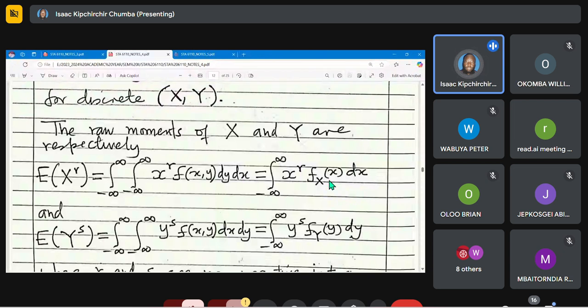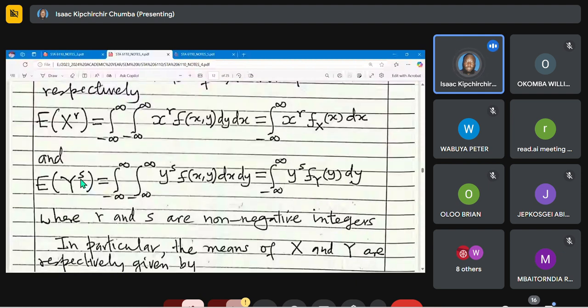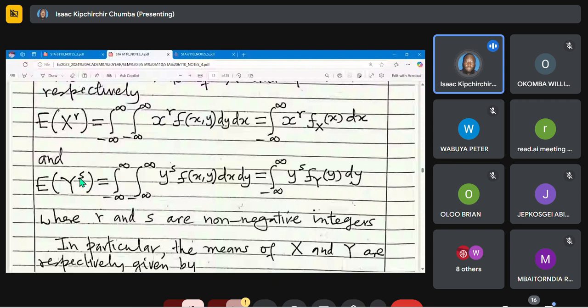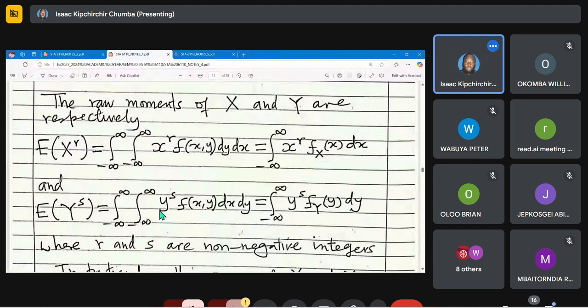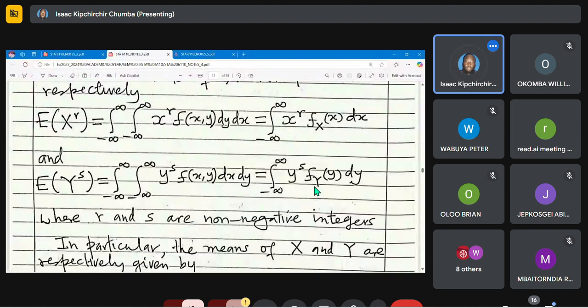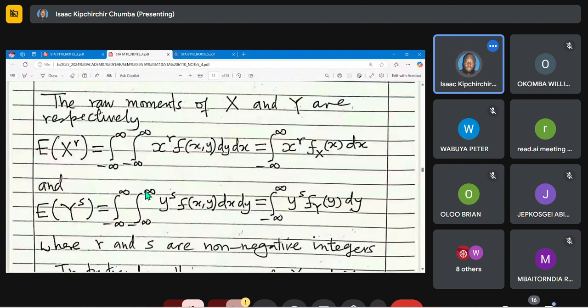Similarly, we want to get the moments of Y, and we use a different notation for the order. Let's say y raised to s. So it's like we have defined u of x, y to be just y raised to s, and then the same goes. You can see in this case, it goes back to the univariate case, and you can generate them using the marginal of Y. So r and s are non-negative integers. When they take 0, the moment is just 1.